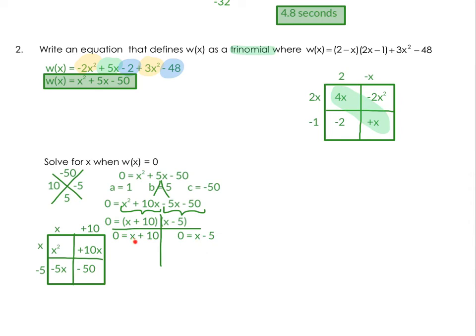So for here we would subtract 10 from both sides, and then our answer would be x equals negative 10, and then on the right hand side we would add 5 to both sides, and we would find 5 equals x. And those are our two answers, negative 10 and 5.